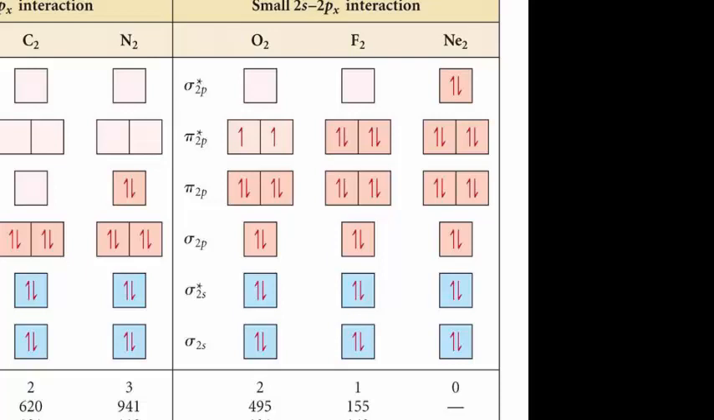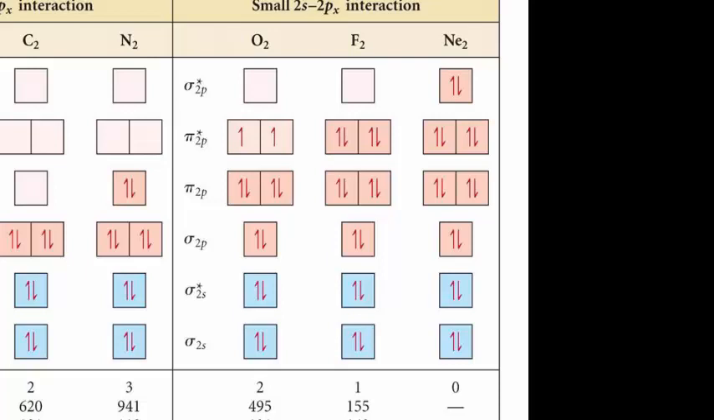So the prediction is that diatomic oxygen has a bond order of 2, which is consistent with our Lewis structures that we drew some time ago. But more significant, and the reason we have to invoke molecular orbital theory, is that it predicts that the two electrons in the pi 2p anti-bonding orbitals are unpaired, and that diatomic oxygen would be paramagnetic.